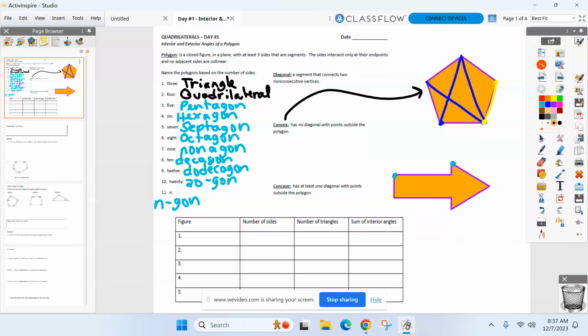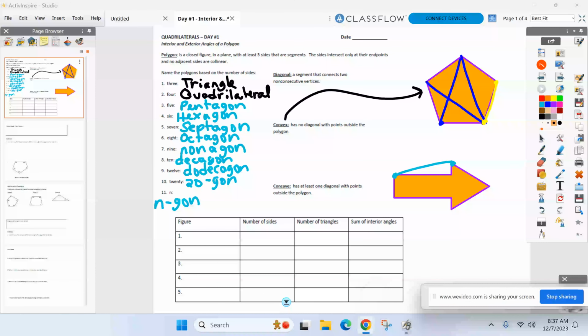Two non-consecutive vertices, right? There it is. So if at least one diagonal can be drawn on the outside, we call it concave. If all of them can be drawn on the inside, convex. Convex.